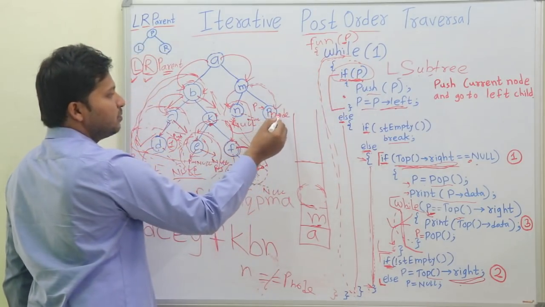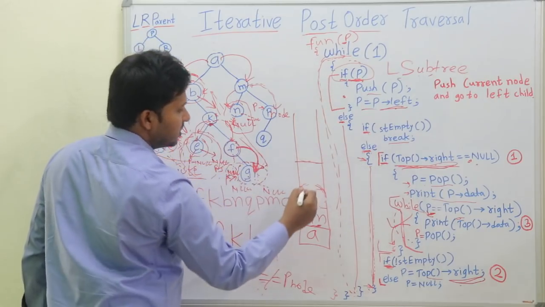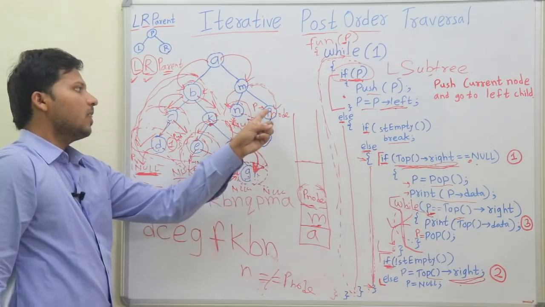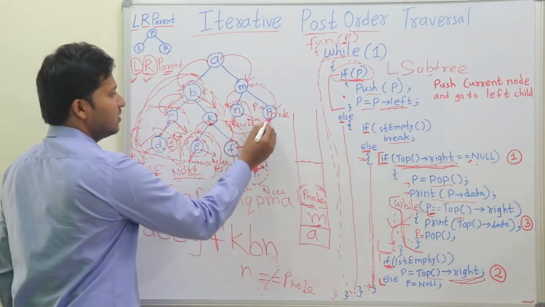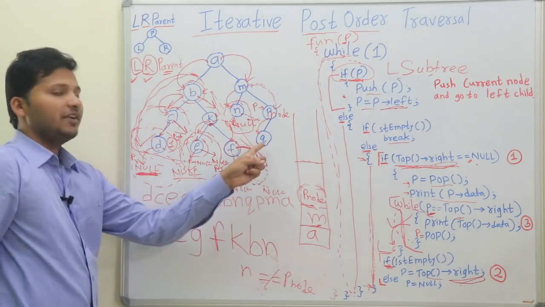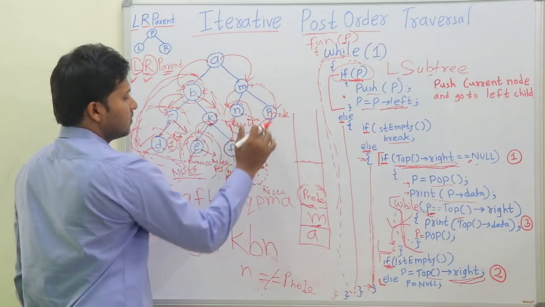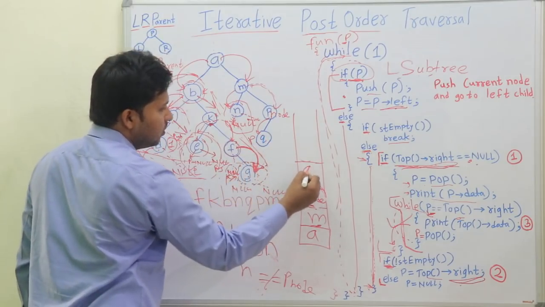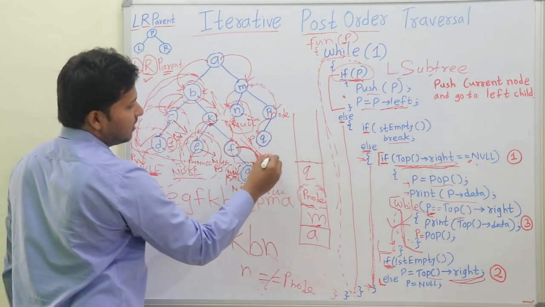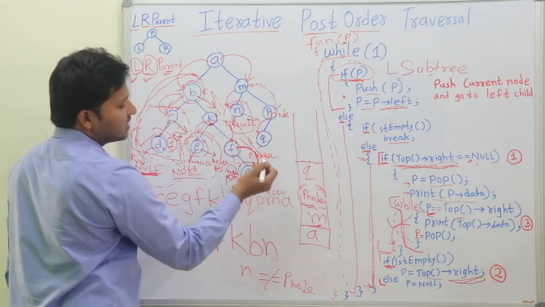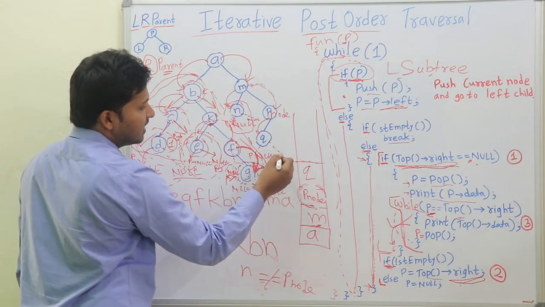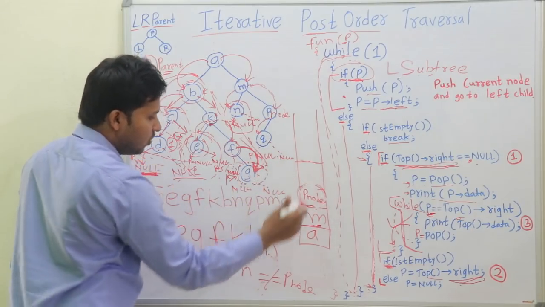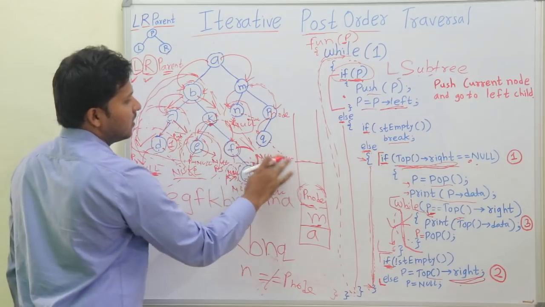If P, yes, P node exists. So push P node and go to the left child. So again go to the left child, that is q. Again in the next iteration the left child exists, so push q and go to the left child, that is null. As the left child is null, and again in the next iteration we find the right child is also null, so we pop q and we print q, right?